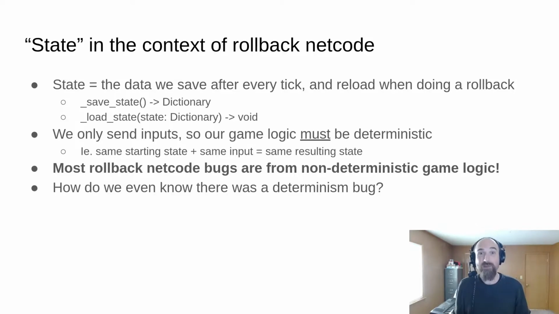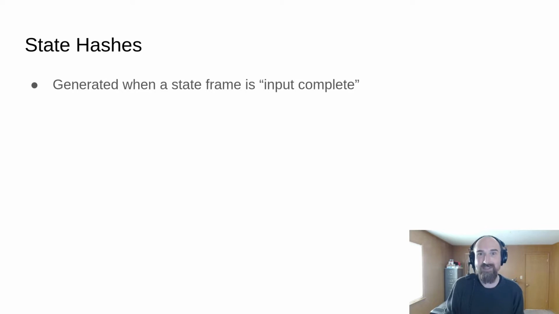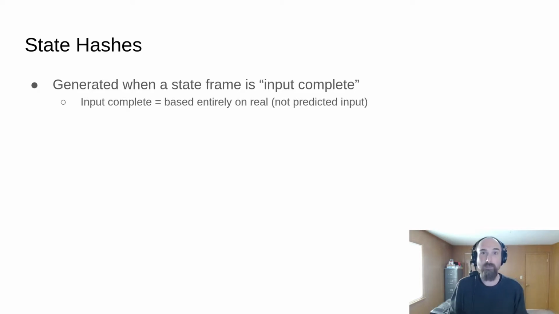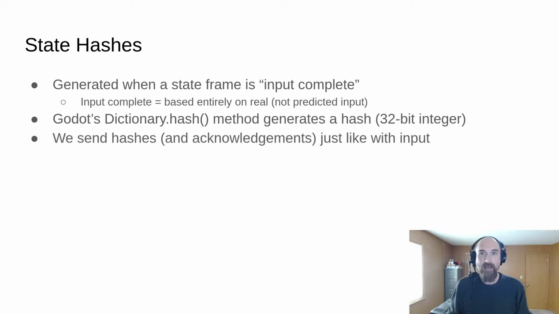But how do we even know there is a determinism issue? When you're playing, you can't generally see the other player's screens, and we're not sending the state. But we do send state hashes. Once we've finally generated input complete state for a given tick, we make a hash of the state. The state is input complete if it was based entirely on real input, with no predicted input mixed in. Since we store our state in a Godot dictionary, we can just call the hash method on the dictionary, which gives us a 32-bit integer. Two identical states will have identical hashes, and we send hashes to all the other peers, and they check it against the hash they calculated locally.